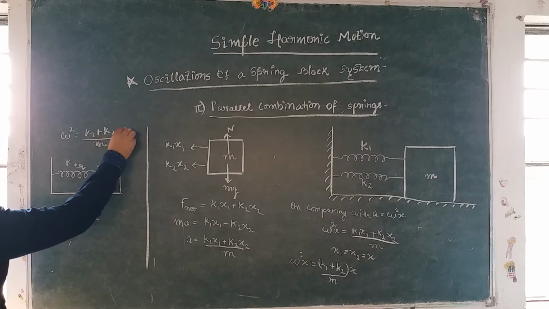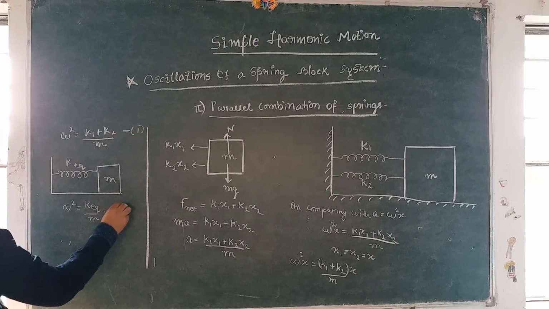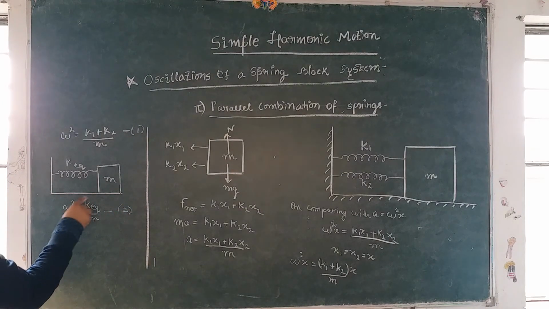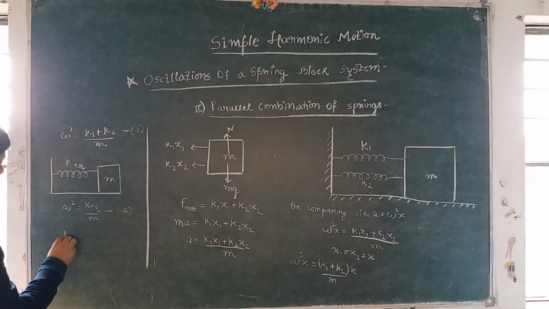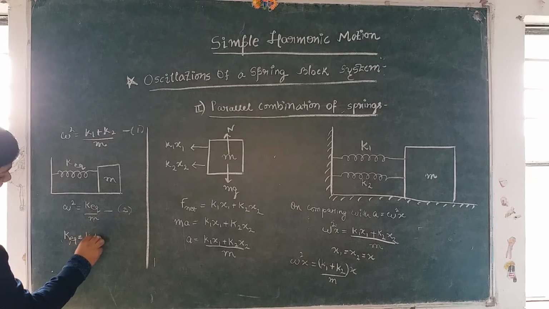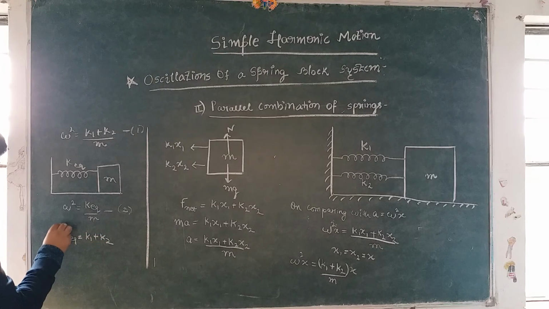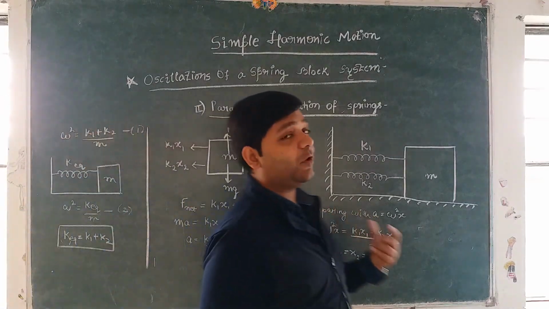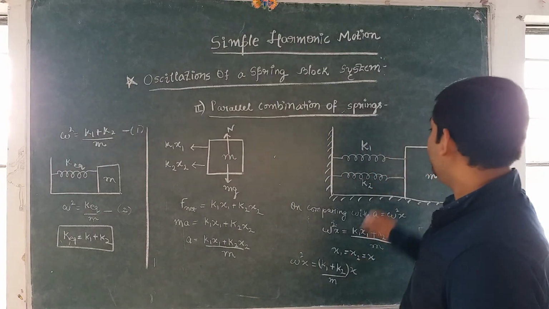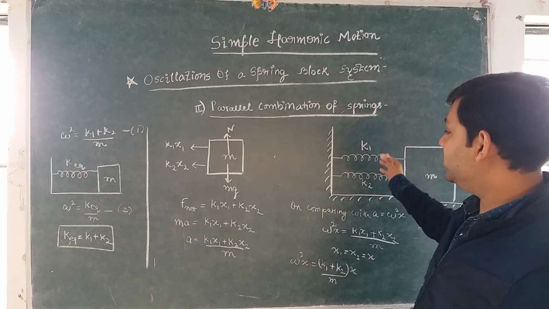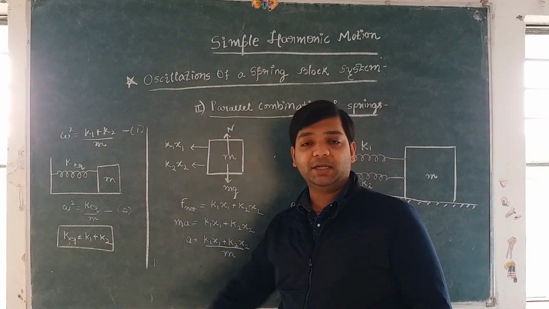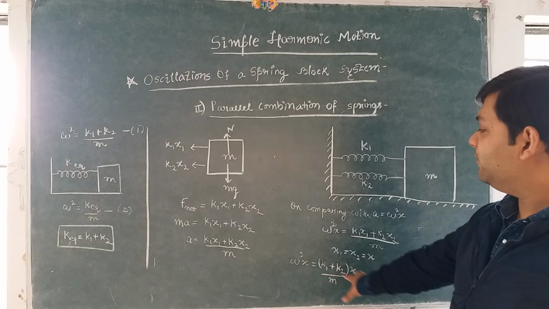So now if you compare this equation, let's say this is equation 1 and this is equation number 2. On comparing these two equations, we will have K equivalent is equal to K1 plus K2. This is the spring constant of the equivalent spring. Now you can replace this parallel combination of springs with a single spring whose spring constant is K1 plus K2. I hope you have understood this very well.